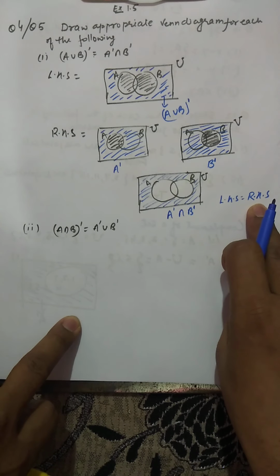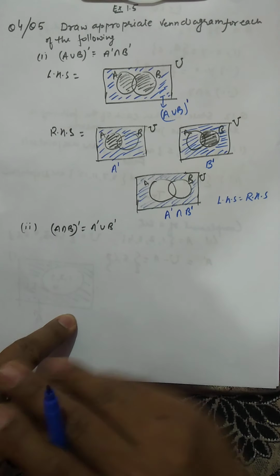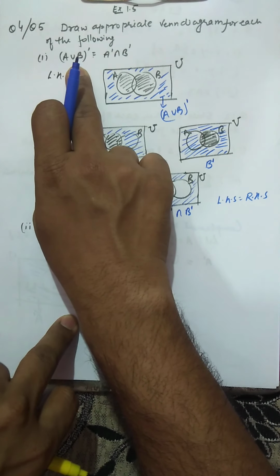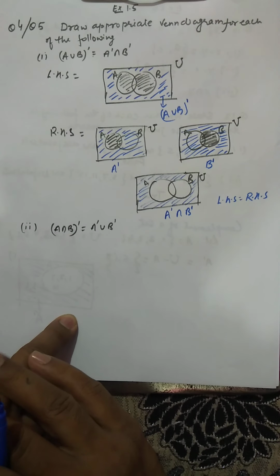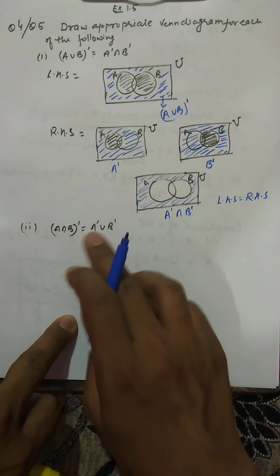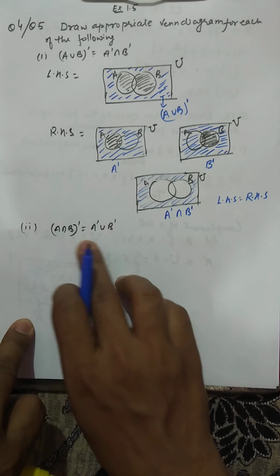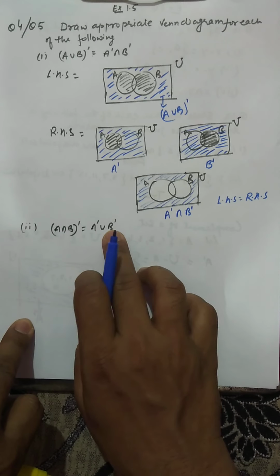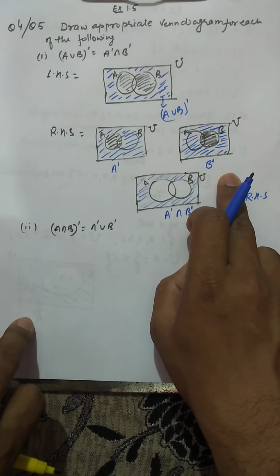So this way you have shown how this law is true, and that is a very important rule. Remember this also as a formula: (A union B) complement equals A complement intersection B complement. Now I am giving you this as homework: for (A intersection B) complement, you have to show it is A complement union B complement. You proceed as I have proceeded in question number 5, first part.